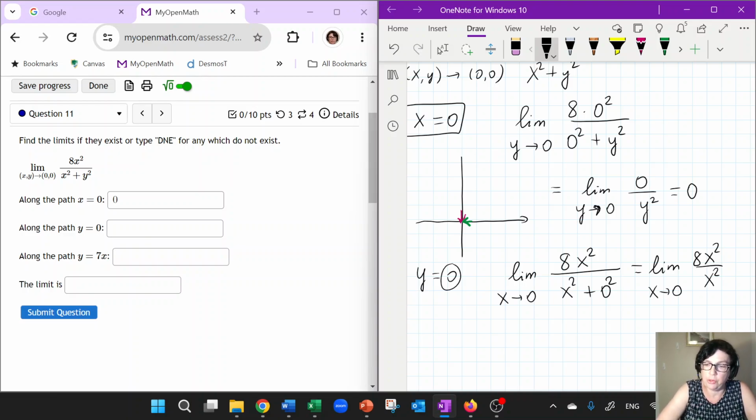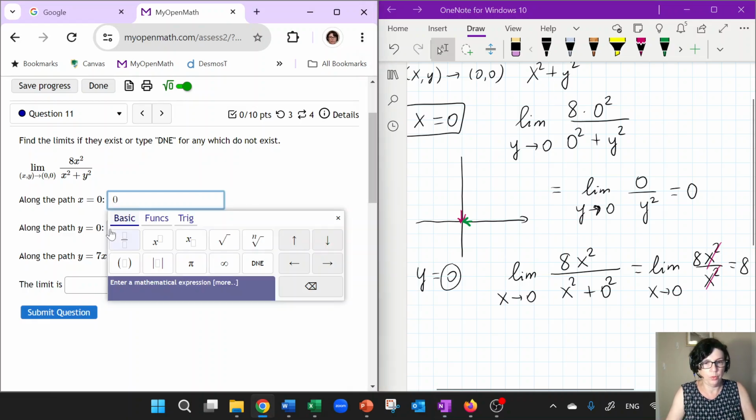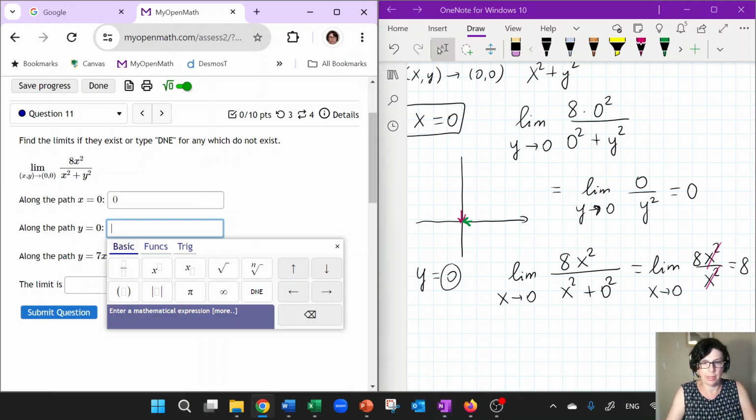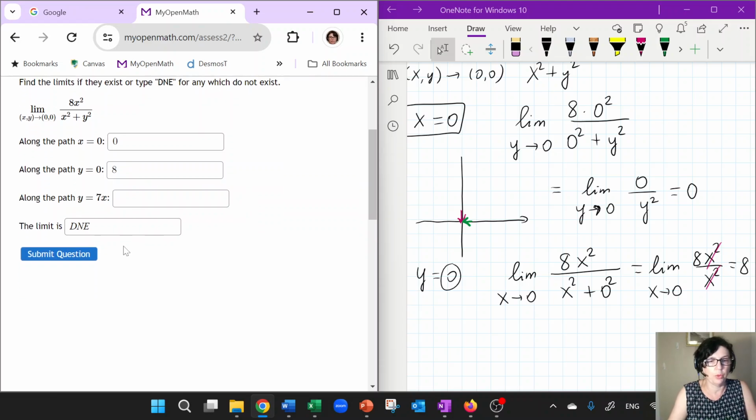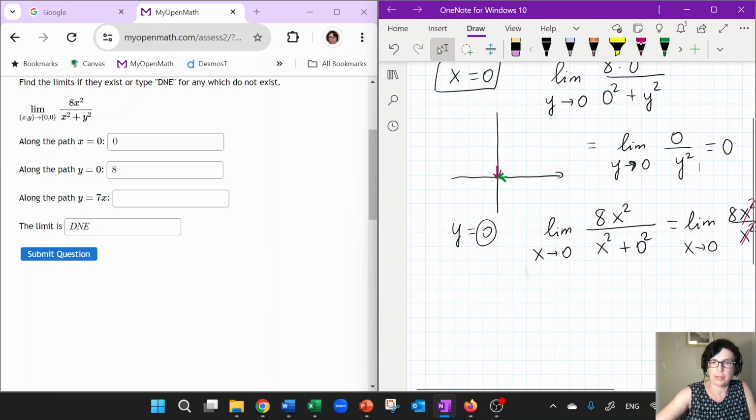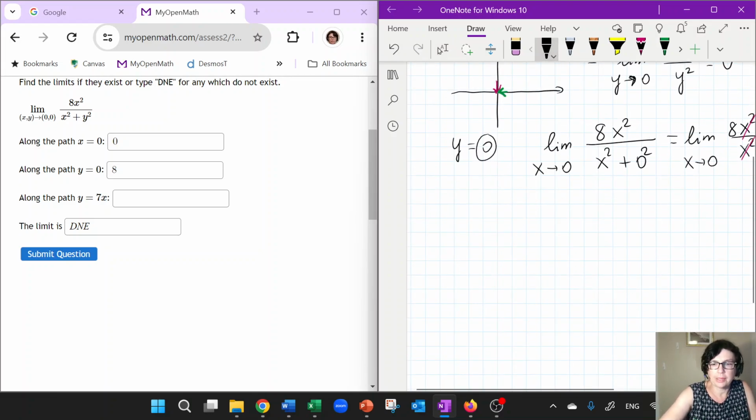If you can plug in and you do not get something like 0 divided by 0, then you're fine. But here, if you plug in, you do get 0 over 0, which is an indeterminate form, which means that some sort of algebraic technique is needed. In this case, it's very simple to see that x squared and x squared are just going to cancel. So this is just going to be 8. So I already know that the limit is not going to exist. Even though they require me to also do y equals 7x, I just know that these two answers are not the same, so the limit's not going to exist. But let's finish the problem.